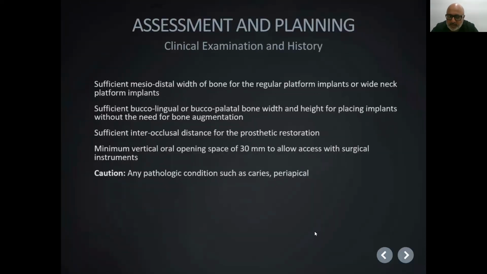There's sufficient mesiodistal width of bone for the regular platforms or wide neck platforms, sufficient buccolingual, buccopalatal bone width and height for placing implants without the need for bone augmentation, sufficient interocclusal distance for the prosthetic restoration, and minimal vertical oral opening space of 30 millimeters to allow surgical instruments, and also to check for any pathologic conditions such as caries or periapical problems or periodontitis.